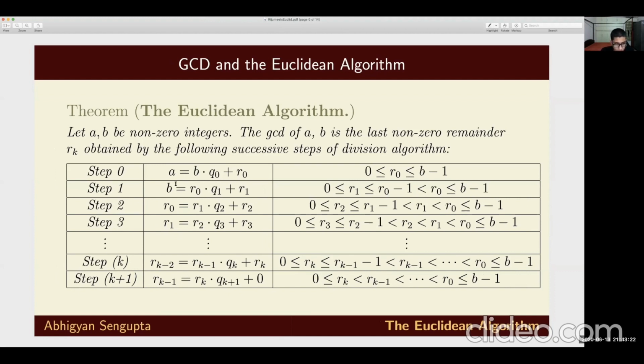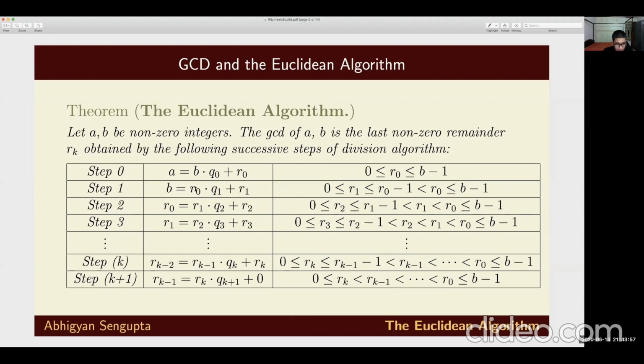Now, we need to prove that Rk is the greatest common divisor of A and B, and in order to do so, we consider D as another common divisor of A and B and try to prove that D divides Rk. So for this, we start from step 0. Here we know that D divides A and B, hence D divides B dot Q naught. So if we take B dot Q naught to the left-hand side of the expression, it follows that D divides R naught.